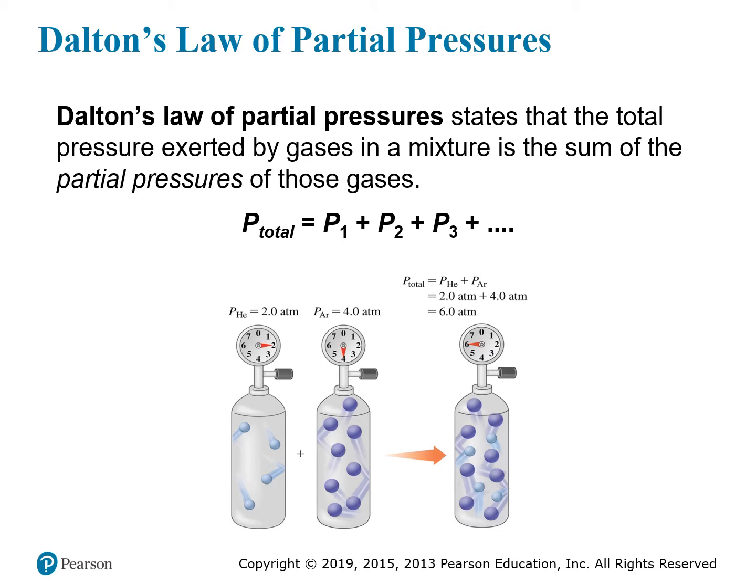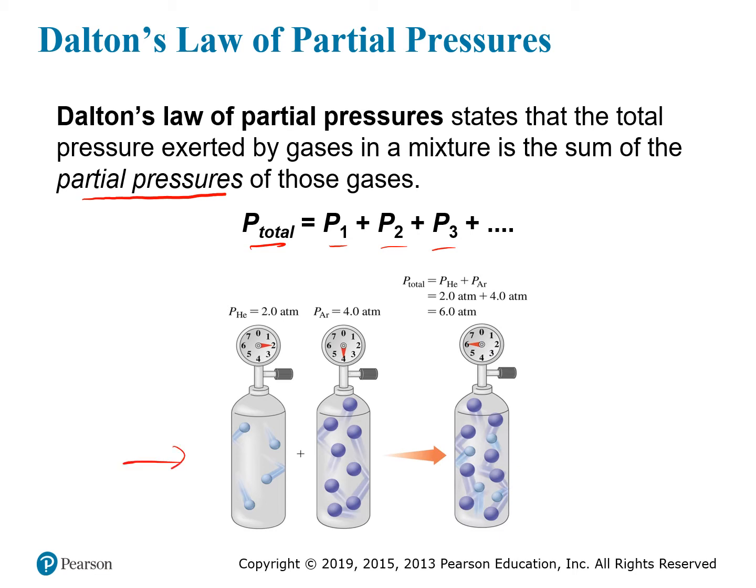So this is really just Dalton's law of partial pressures. It states that the total pressure exerted by gases in a mixture is just the sum of the partial pressures of those gases. And we just have to remember that the partial pressure is calculated for the individual type of gas as if all of the other gases were not there. Okay, and so we get that the total pressure equals the partial pressure of component 1 plus the partial pressure of component 2 plus the partial pressure of component 3, et cetera, as many different gases as we have in the mixture. Okay? If there's only 2, then you stop at P2. If there's 3, you stop at P3, and so on.